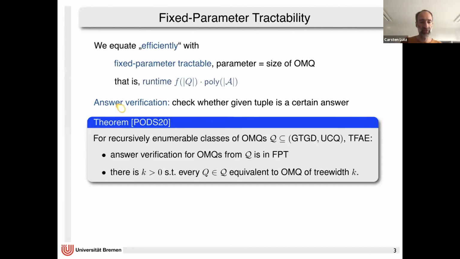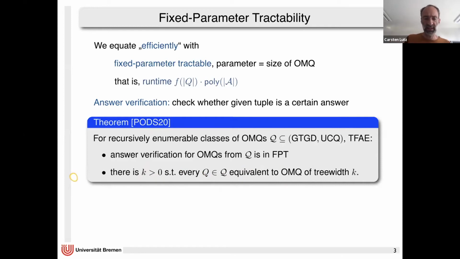And the result is as follows. If you take a recursively enumerable class of ontology-mediated queries, where the ontology is a set of guarded TGDs and the queries are UCQs, then you can do answer verification in FPT if and only if the tree width of the OMQs in your class is bounded by a constant modulo equivalence. Or to spell it out a little bit more precisely, there is a constant k such that every ontology-mediated query in your class is equivalent to an ontology-mediated query of tree width at most k.